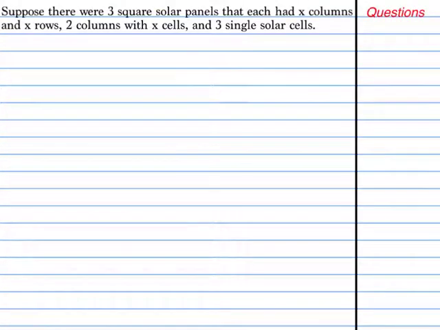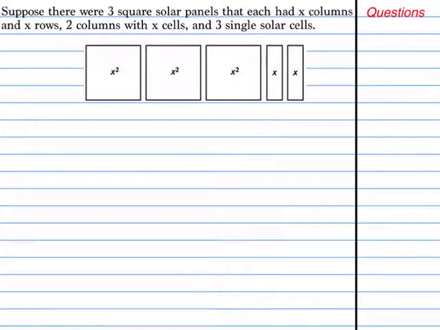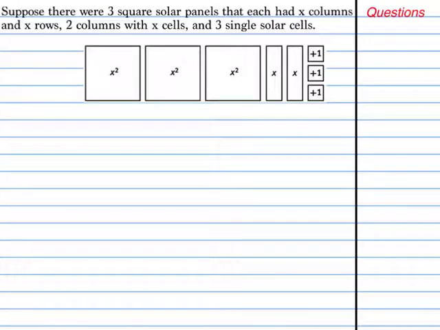Suppose there were 3 square solar panels that each had x columns and x rows, 2 columns with x cells, and 3 single solar cells. What would that look like? Well, our 3 square solar panels with x columns and x rows would be represented by 3 x squared panels. And then our 2 columns with x cells would be represented by these 2 panels. And then finally, our 3 single solar cells would be represented by our 3 +1 panels.